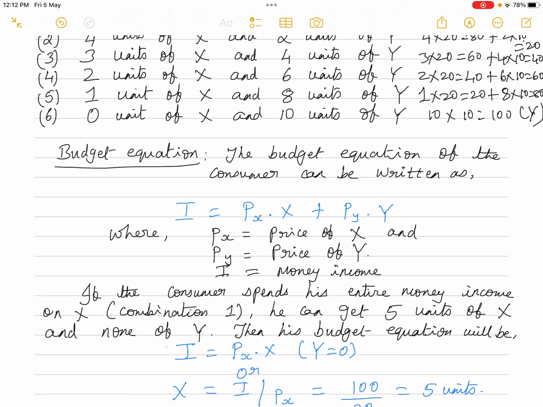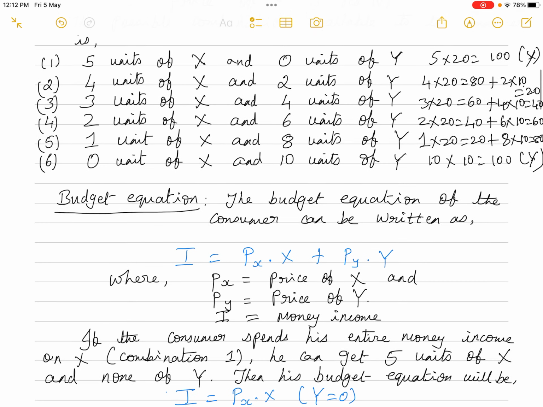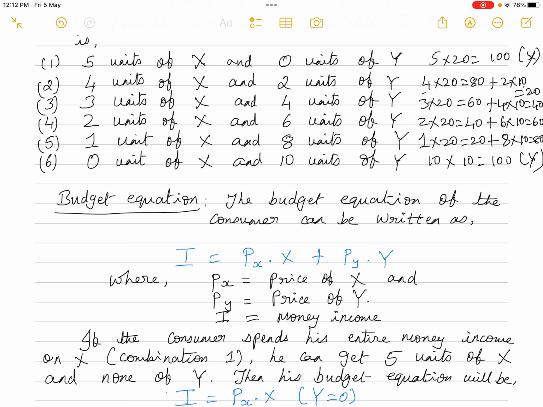So the budget equation is I is equal to Px into X plus Py into Y. So what is I here? I is the money income. Okay, so that's what we have written here, isn't it? I is the 100 rupees. Price of X is 20 rupees multiplied by X quantity 4 plus Py, the price of Y, is 10 rupees and quantity is 2. So this is the entire money income of 100 rupees spent.